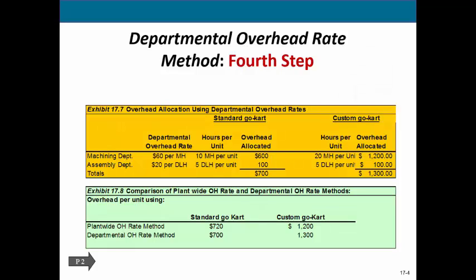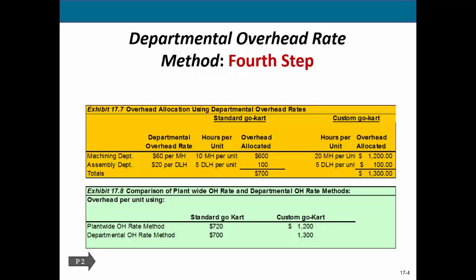You can see here for the machining department, we've got our departmental overhead rate, that's the $60 that we just had, and then the $20 for our assembly department, $20 per direct labor hour. Then we have our two different products. We've got our standard go-kart and our custom go-kart. So now we have to know, how many machine hours does the standard go-kart use? We know the standard go-kart uses 10 machine hours. 10 multiplied by 60 gives us $600 of overhead for the standard go-kart related to machining.